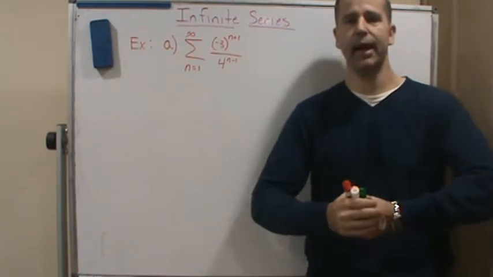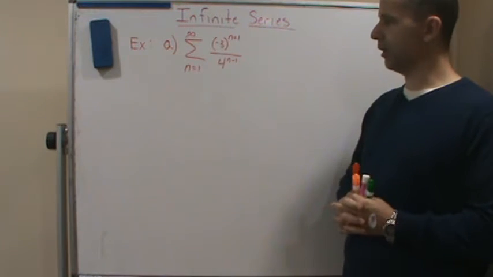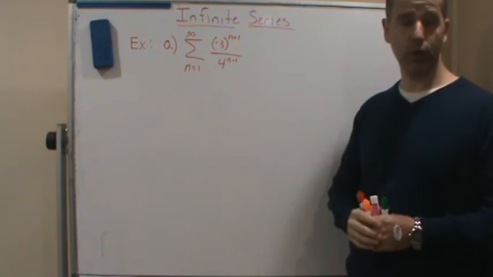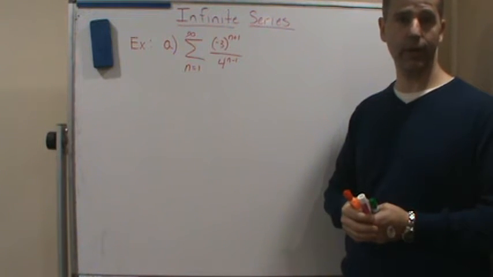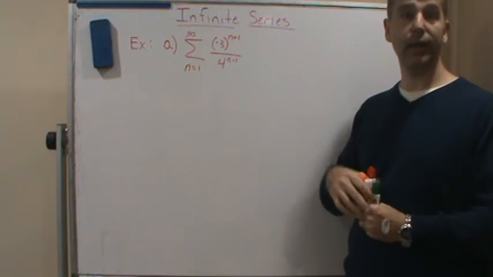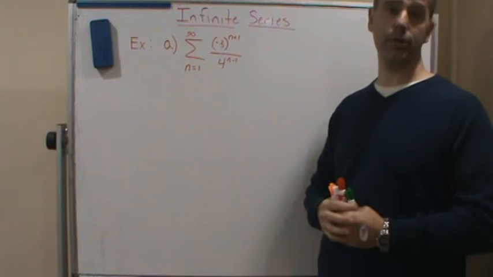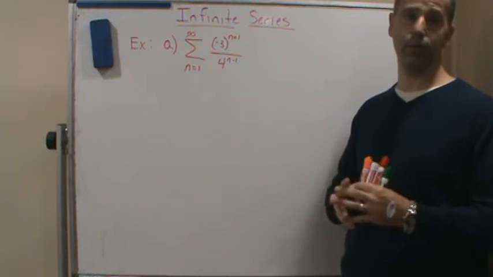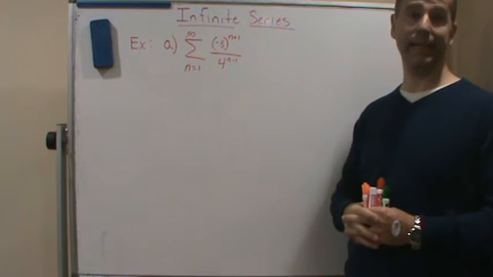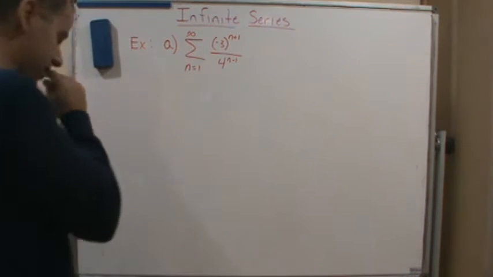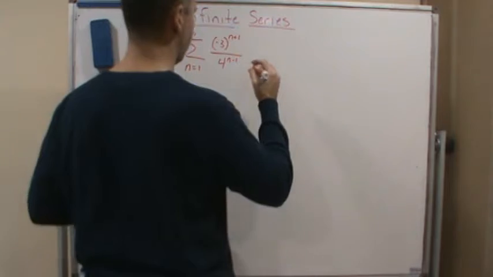Okay, so welcome back. Now, in this example here, we've got this series, and what we're going to do is write out the first few terms and see if we can rearrange this to make it look like a geometric series, and then we'll be able to pick out the A and the R and determine whether this is convergent or not. And if it does converge, then we'll be able to see what it converges to. If it diverges, then we're done.